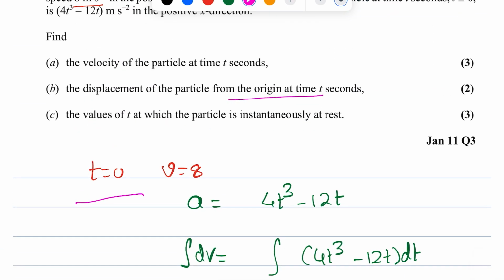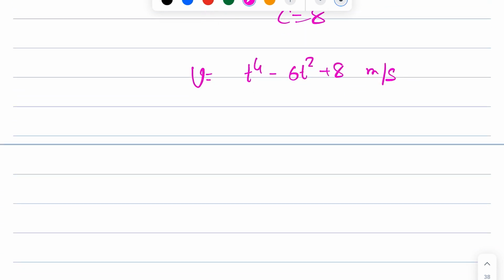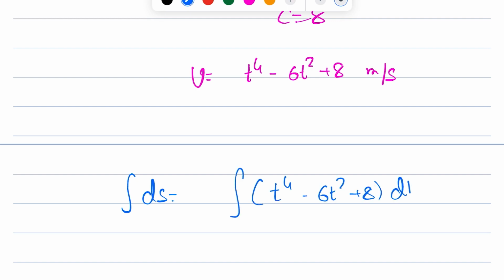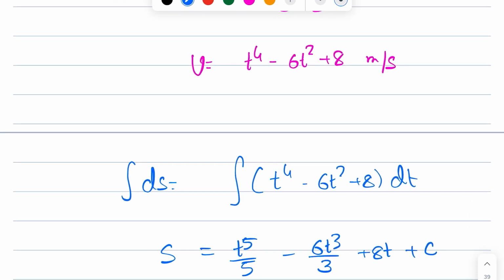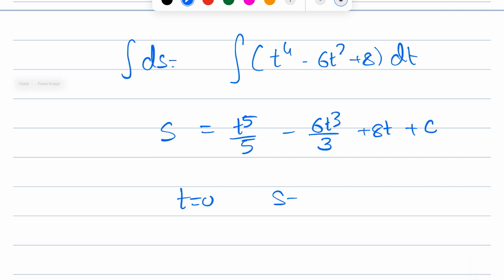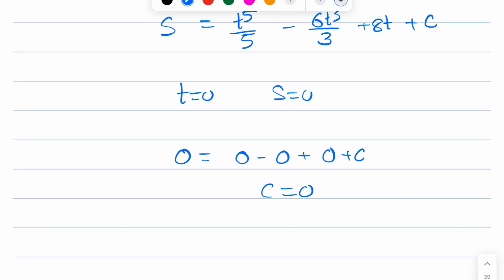The displacement of the particle from the origin at t equals 0. In order to get the displacement, I need to integrate it. So ds equals the integral of t to the power 4 minus 6t squared plus 8 dt, which is t to the power 5 upon 5 minus 6t cubed upon 3 plus 8t plus c. But we know that at t equals 0, s equals 0, it is at the origin. So 0 equals 0 minus 0 plus c, c equals 0. So the equation is t to the power 5 upon 5 minus 2t cubed plus 8t.